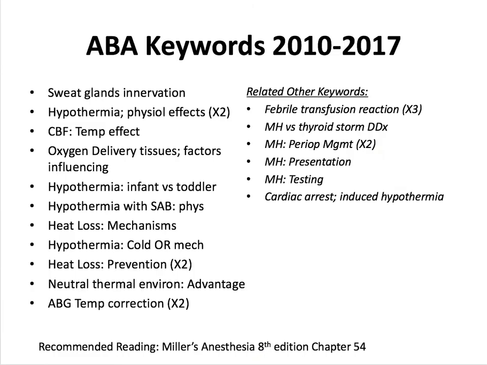The ABA keywords from 2010 to 2017 on temperature issues are shown here. For example, sweat glands innervation are sympathetic cholinergic. Some of the physiologic effects of hypothermia, for example, in the heart, lungs, and brain. Oxygen delivery issues: as temperature goes up, oxygen use goes up in the tissues. Hypothermia reduces oxygen use by the tissues.